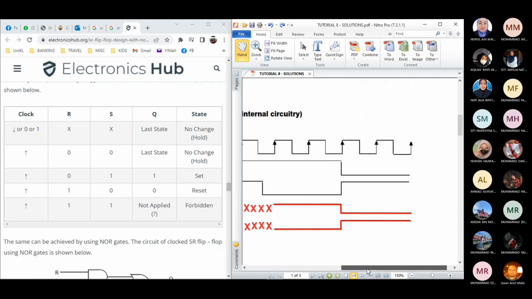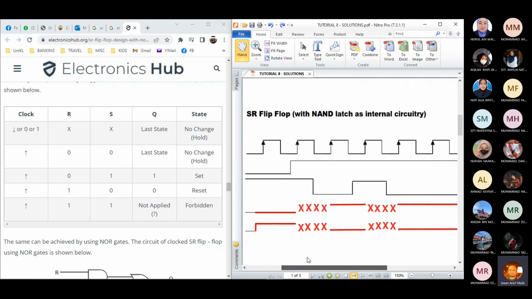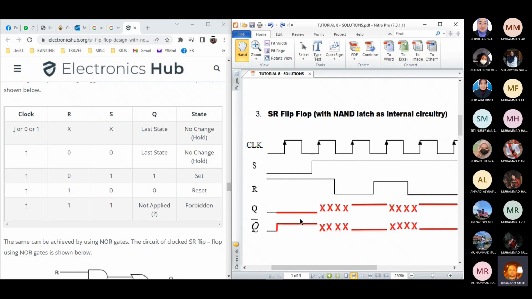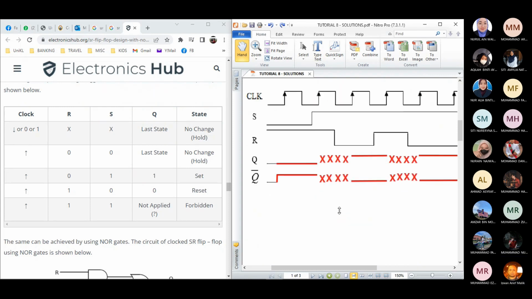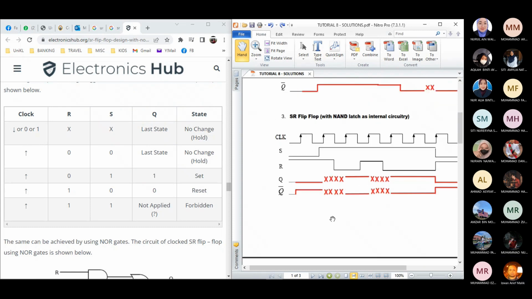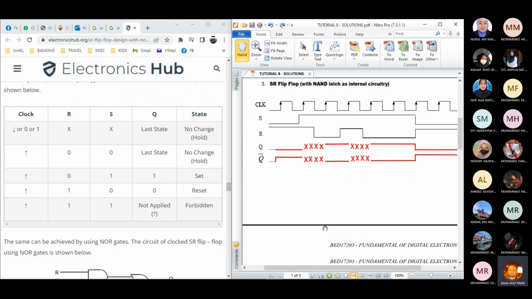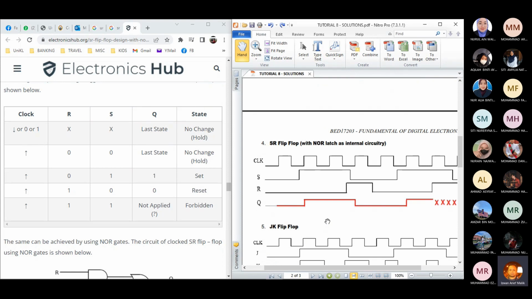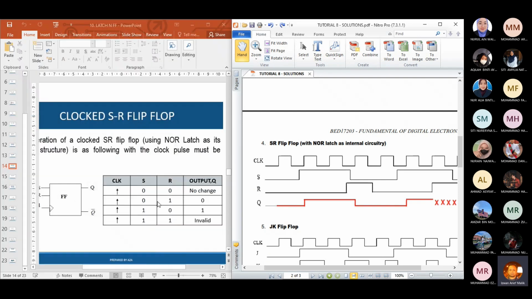Okay. Right, then to obtain the Q bar, you just invert everything you obtain at Q. Okay, because Q bar is the negated version of Q. This is where you invert what you got at Q earlier. Alright. So that is the solution for the NAND latch. And then we have the fourth one. The same flip-flop but using the no latch. So for this I refer back to my notes. Okay, so these notes use the no latch.